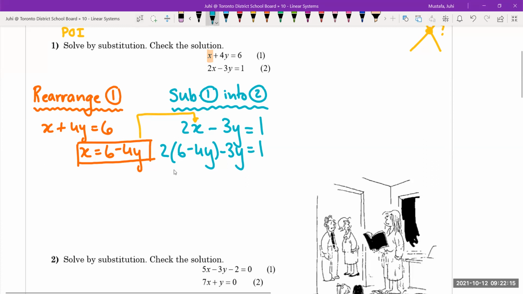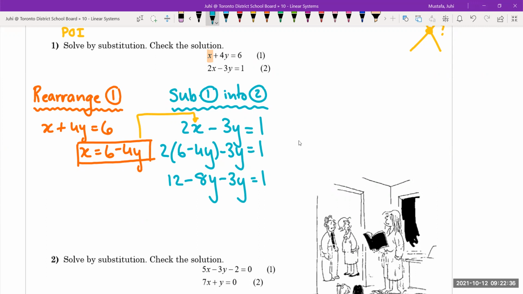All right, let's go ahead and solve this. So we're going to distribute here. 2 times 6 is 12. 2 times -4 is -8y, minus 3y is equal to 1. What variable am I solving for here? What letter? Yeah, y. The only variable that we have in the equation is a y.